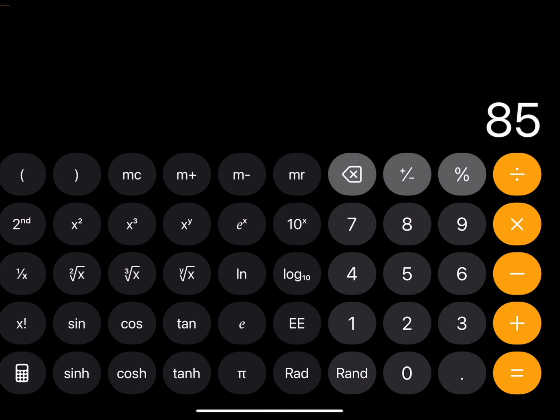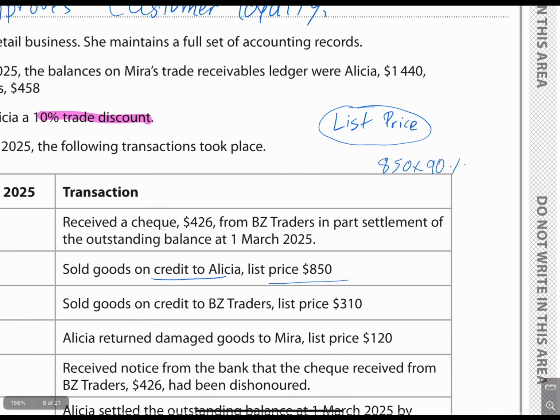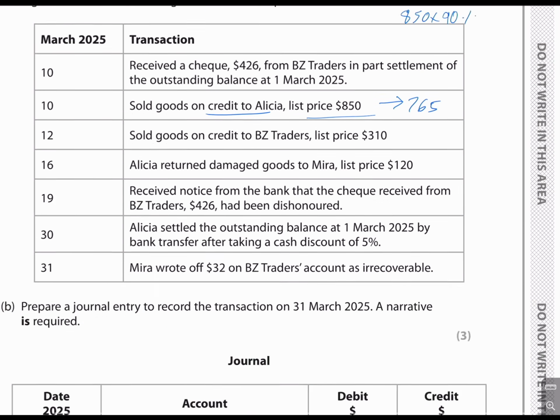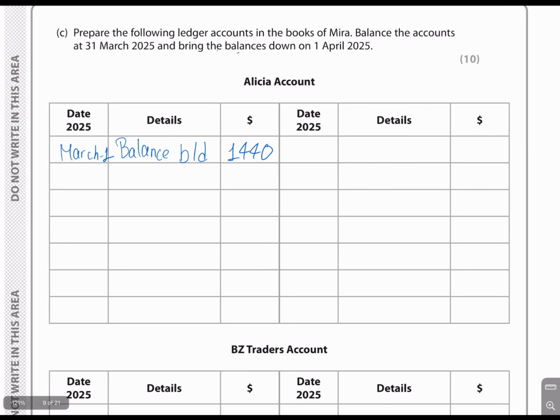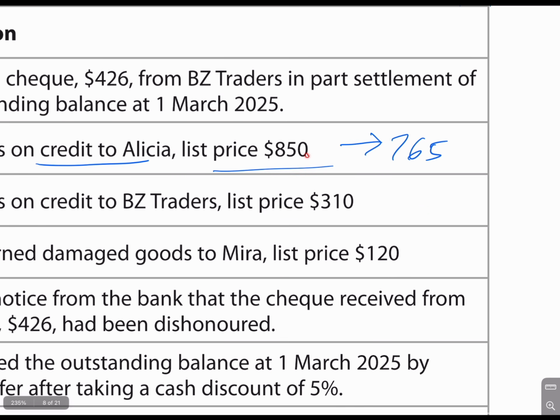850 into 90%, we get 765. Now do remember that trade discount will be immediately written off. This discount will be immediately given when you are selling. But the cash discount, as it is not given immediately, we don't write it separately on the ledgers. Which discount do we write separately on the ledgers? We write cash discount separately. So as this is a trade discount, we'll just write it off. So 850, if you deduct 10%, you get 765.